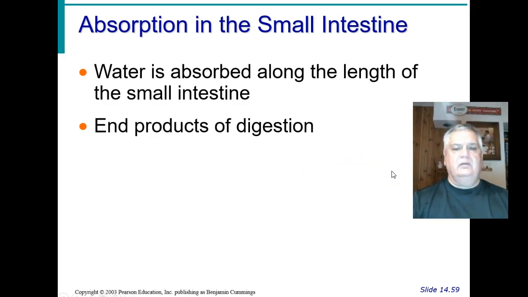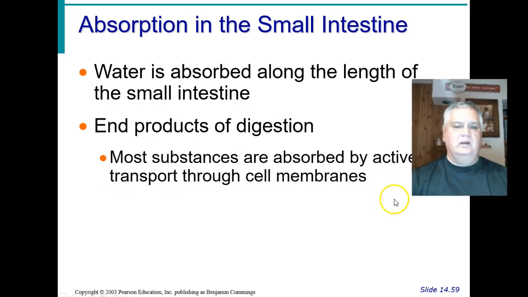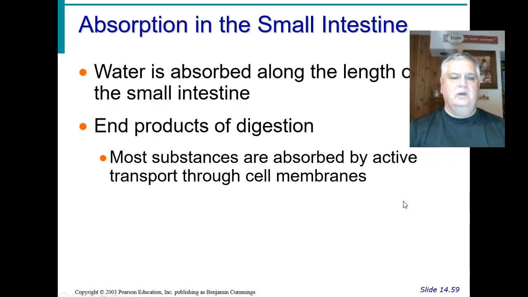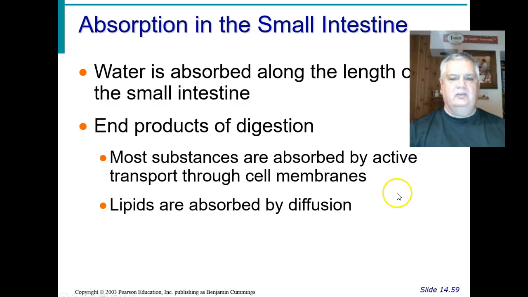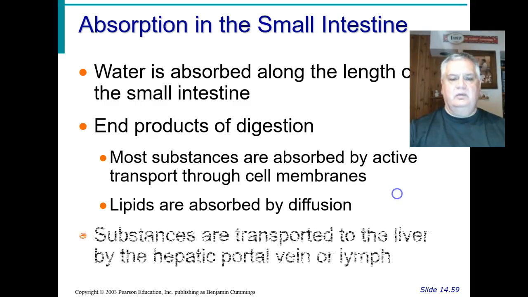So as a result of chemical digestion, we get the end products of digestion. Most of these substances are going to be absorbed then by active transport through cell membranes. So that means the cell is going to have to expend energy to move the substances through. Lipids, however, are going to be absorbed by simple diffusion.